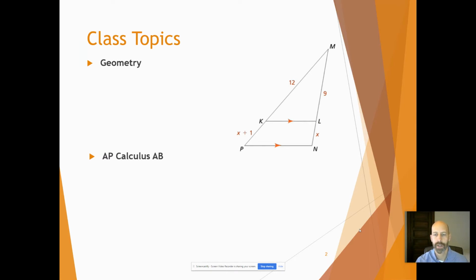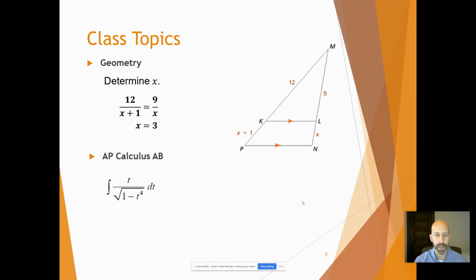This is section 7.5. So here we have a triangle, and we have a segment here that is parallel to one side. Well, it turns out that it will divide these two sides proportionally. So if a student was asked to determine the value of x, they would just set up the proportion 12 is to x plus 1 is 9 is to x. They would cross multiply and solve, and they would find that x is equal to 3.